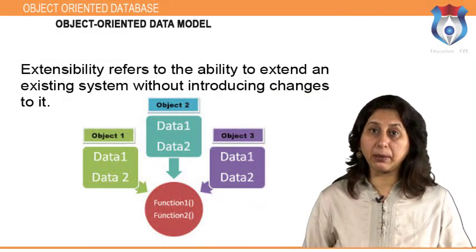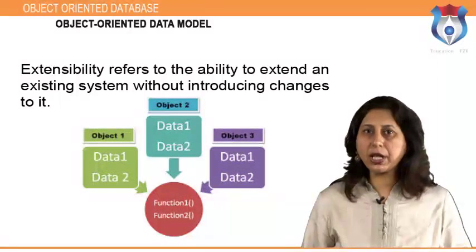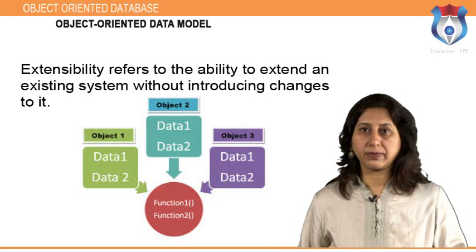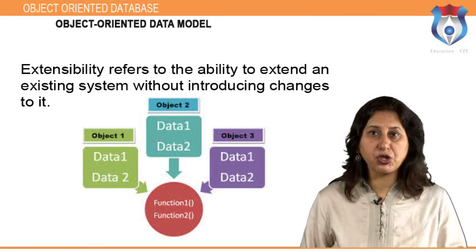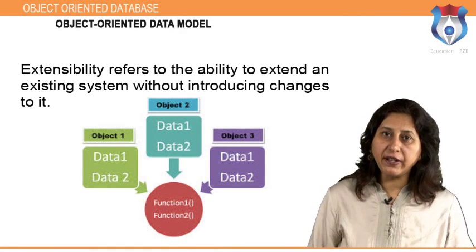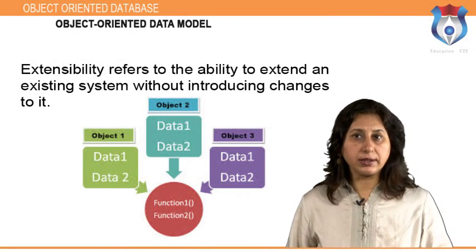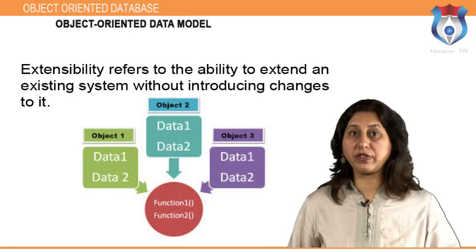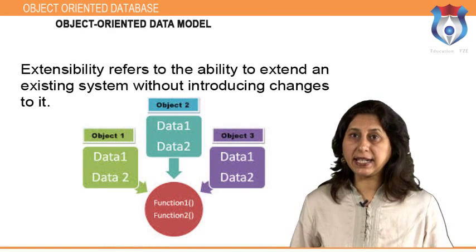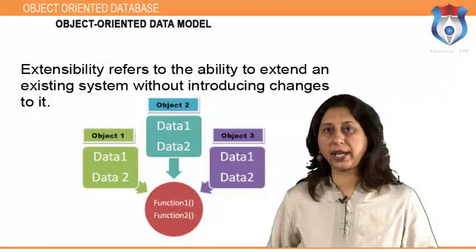Extensibility refers to the ability to extend an existing system without introducing changes to it. Extensibility is an especially powerful concept for building and evolving very large and complex software systems. A data model is a logical organization of the real-world objects, entities, constraints on them, and relationships among objects.